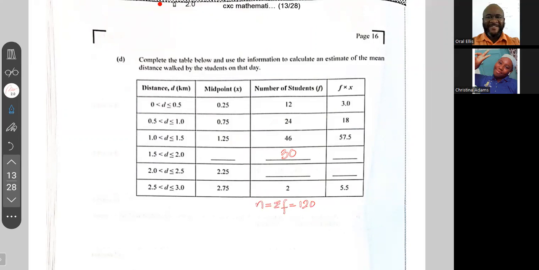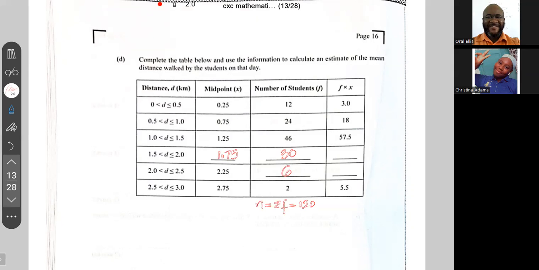So it's 12 plus 24 plus 46 plus 30 plus 2. All right, from 120, this looks like this is 6. So it's 6 here. Now, to get the class midpoint, the class midpoint normally goes up by a specific amount. It looks as if it's going up by 0.5. So if it's going up by 0.5, this should be 1.75.